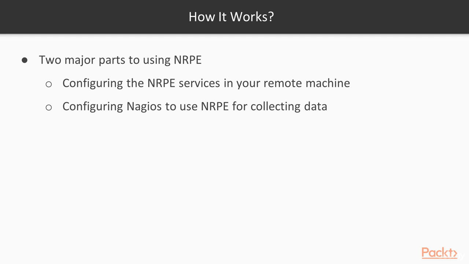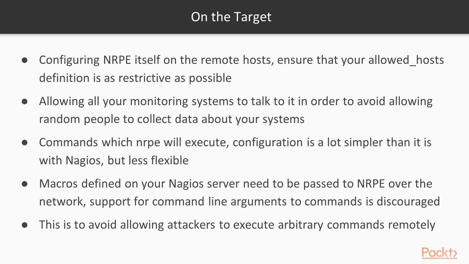There are two major parts to using NRPE: configuring the NRPE services in your remote machine and configuring Nagios to use NRPE for collecting data. On the target, when configuring NRPE itself on the remote host, you'll want to ensure that your allowed_hosts definition is as restrictive as possible, while still allowing all monitoring systems to talk to it, in order to avoid allowing random people to collect data about your systems. Additional protections, such as firewall rules, may not be a bad idea as well.